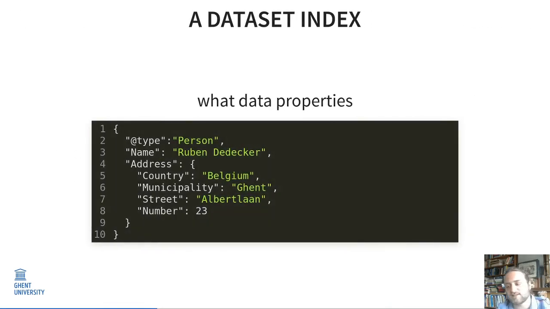So to create a dataset index, we first have to decide what properties of the data we want to index. For example, here we have a person named Ruben de Dekker with an address. He lives somewhere in Ghent in the Albertlaan. Now, if you want to search for this data, there are multiple options. You might want to search for the person's name. You might want to search for the municipality, for the street name.